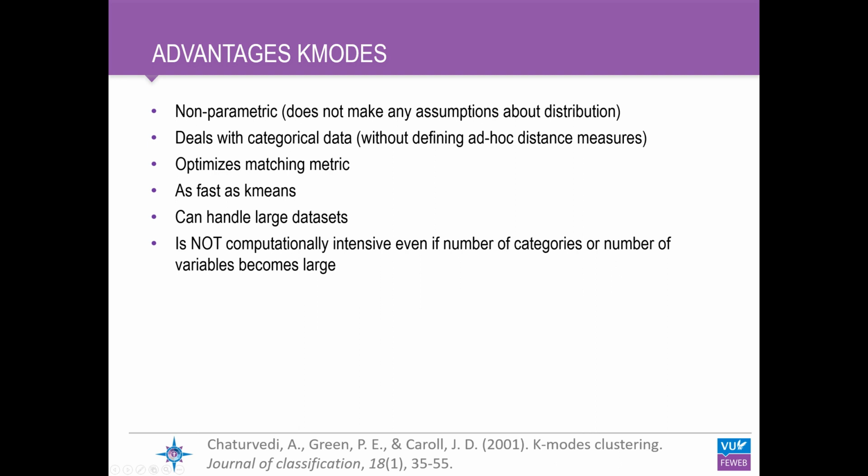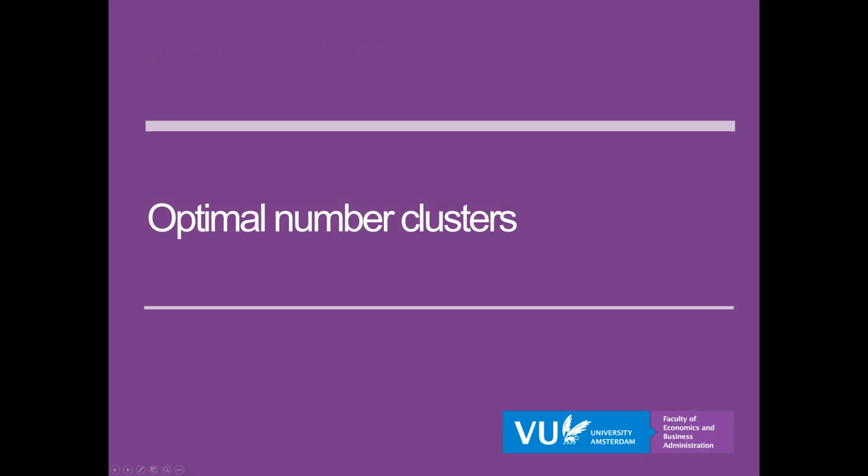Now, the advantage of k-modes is that it's non-parametric. The same holds for k-medoids. It deals with categorical data, and it's as fast as k-means, so it can handle large data sets.